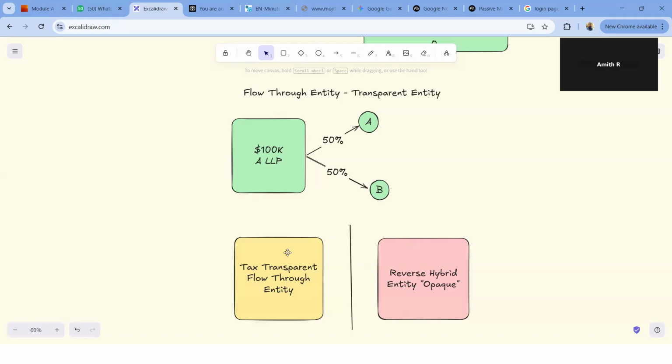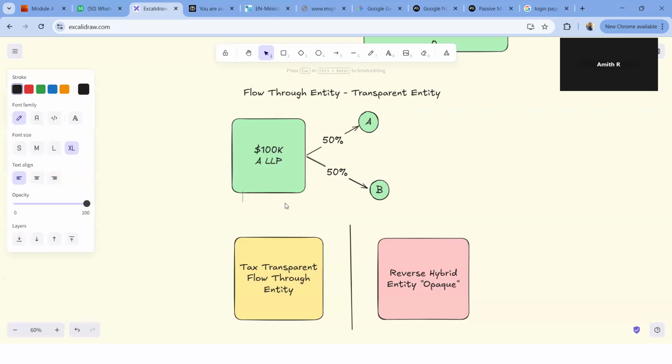Now, what does it mean? Tax transparent means, let's say, that this flow through entity is in UAE.